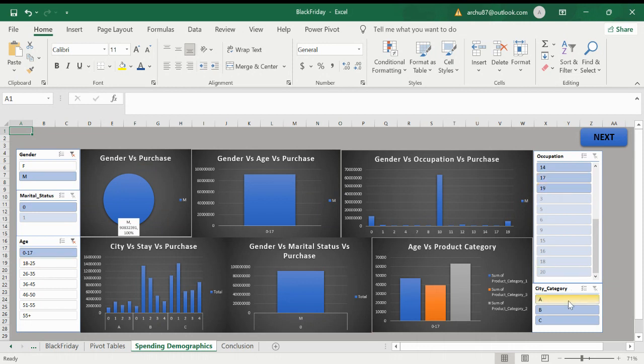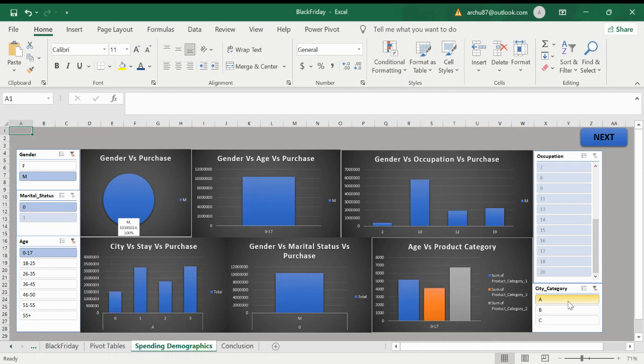And if we go by the city category, here we can see that those in occupation 10 are purchasing more in the 0 to 17 age category. And for city A, those who are staying for 3 years are purchasing more.